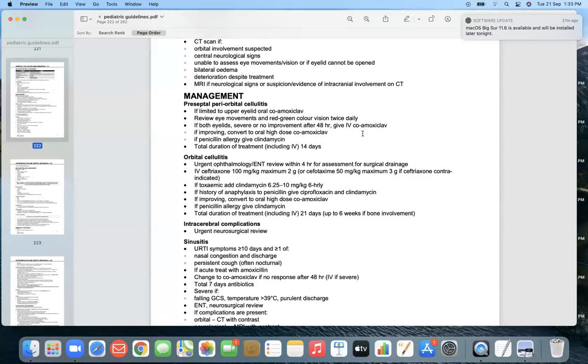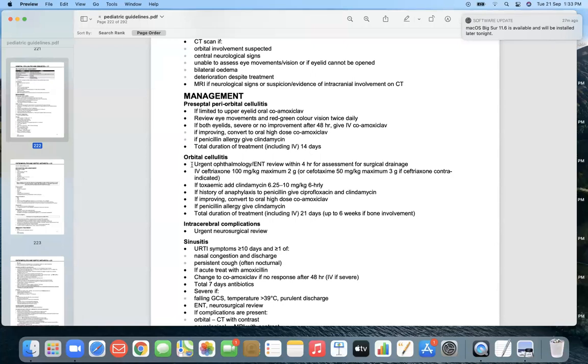If it is severe and you are showing no improvement with oral co-amoxiclav, you will shift to IV co-amoxiclav. If improving, convert to oral high dose co-amoxiclav. If penicillin allergy, give clindamycin. This you should always remember. If penicillin allergy, clindamycin. Total duration of treatment is 14 days here, okay? For orbital cellulitis, I think it is 3 weeks.